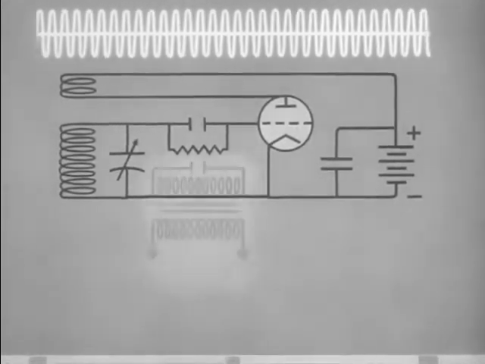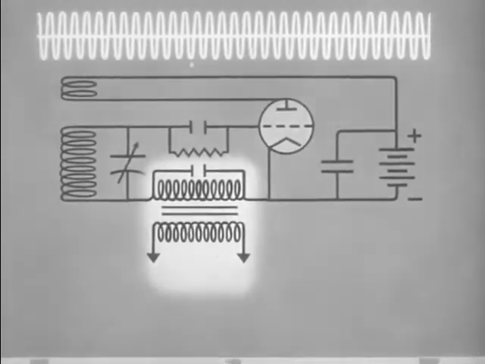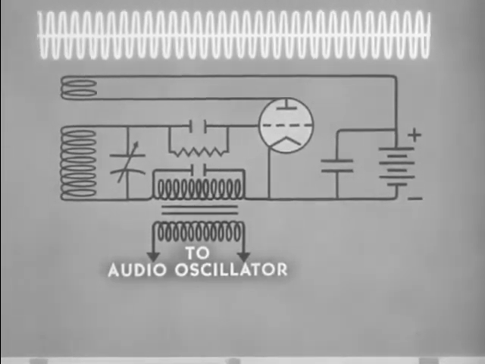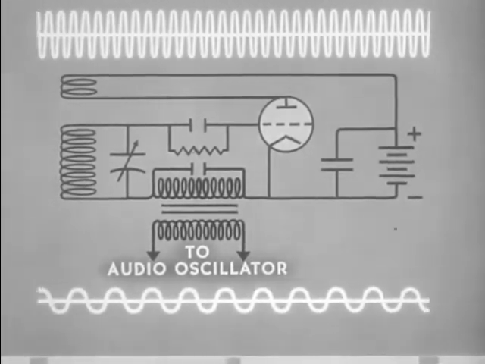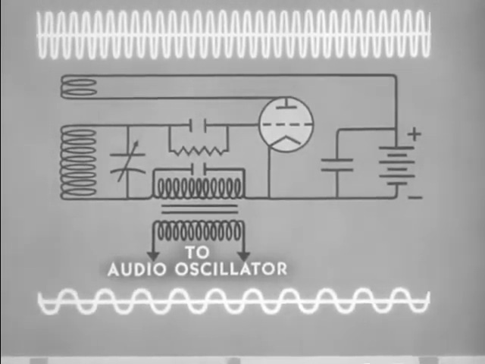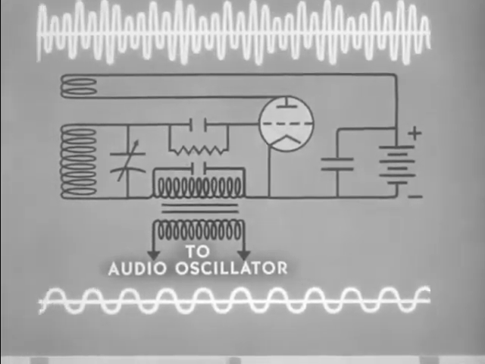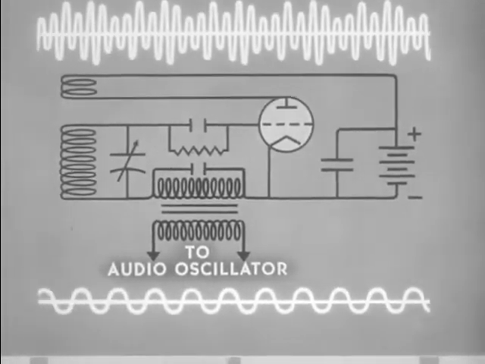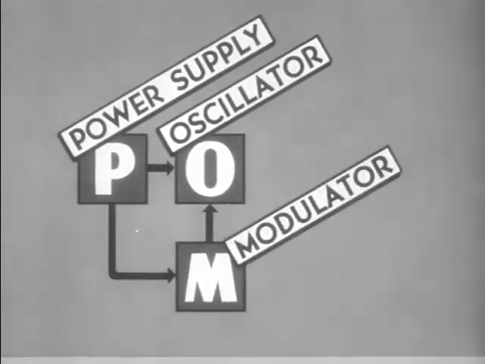To modulate it, a transformer is placed in the grid circuit with the input side of the transformer connected to an audio oscillator. The audio signal has fewer alternations per second and has this form. When the audio signal is impressed on the radio signal through the transformer, the resulting amplitude modulated signal has a waveform of this shape. This signal will produce an audible output in a receiver. Now we have a modulator added to the circuit.